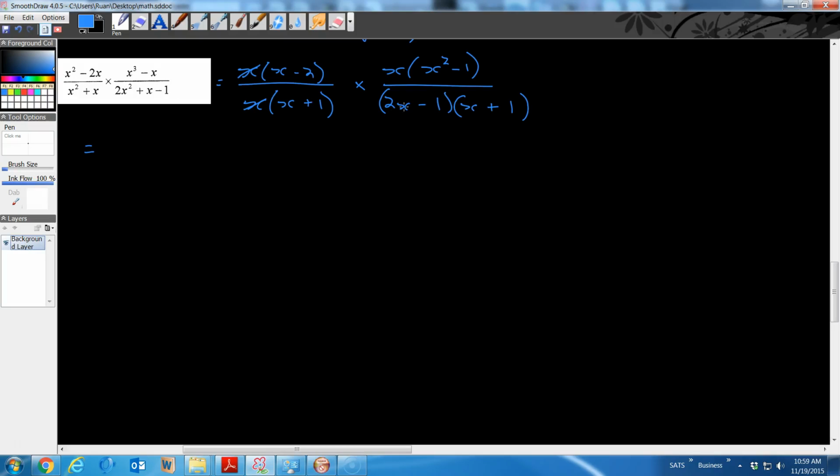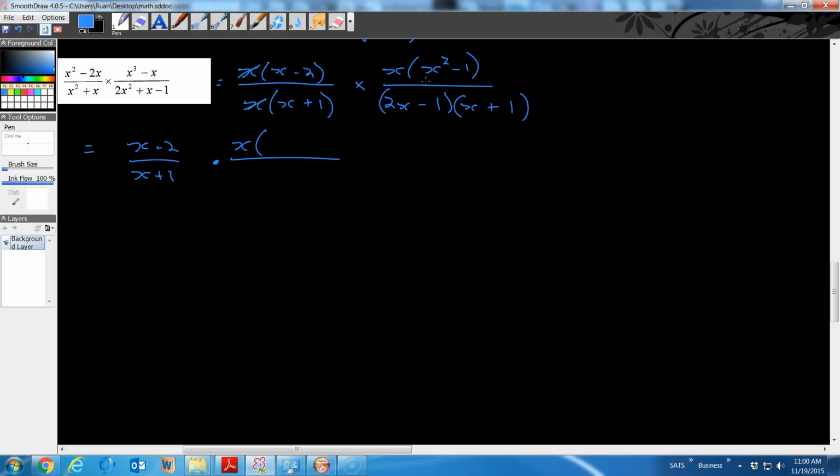I'm a bit surprised that I can't cancel this 2x here, but let's see. I took an x out: x times x is x squared, x times -2 is -2x. So that's correct. I can't cancel more. Okay, so let's see, x minus 2 over x plus 1 times, or in algebraic notation, I like to use a dot.